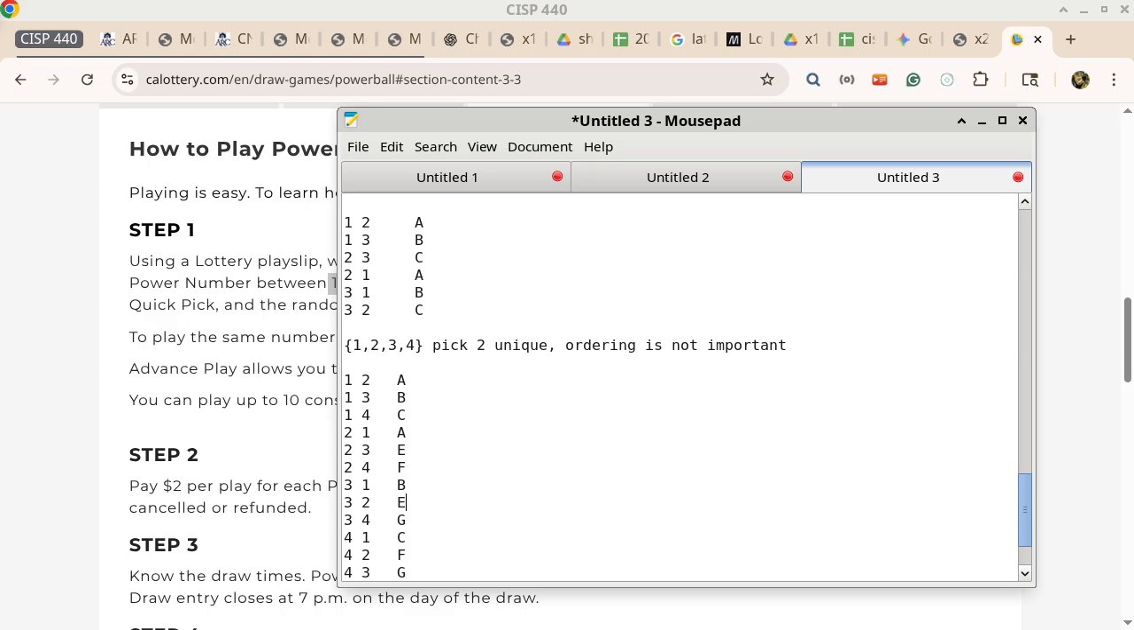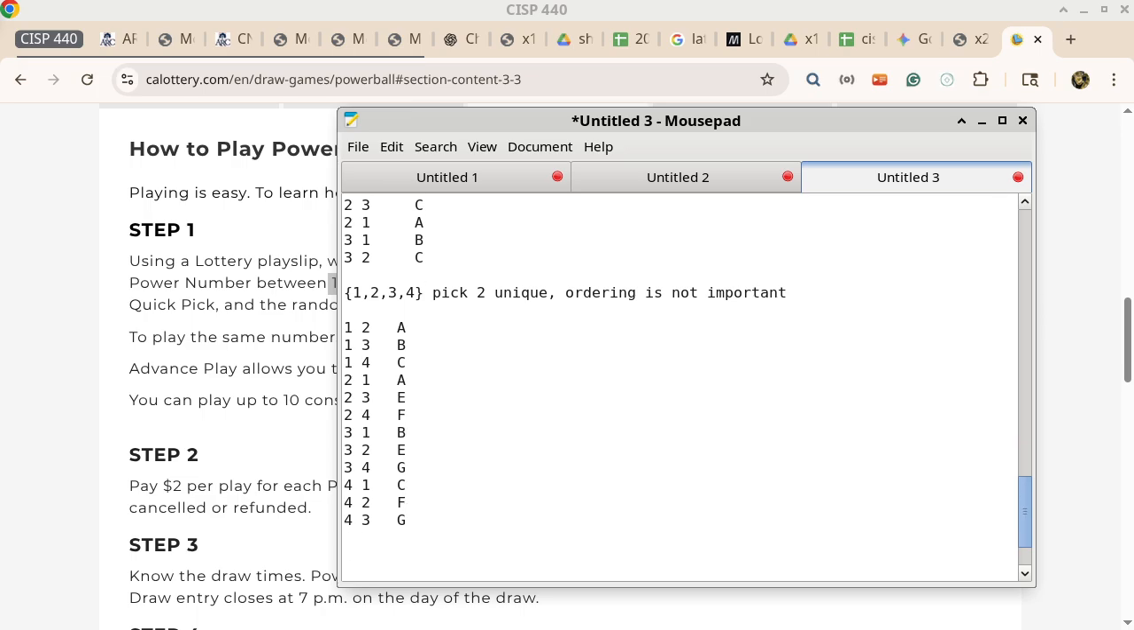So we have, I think I'm missing something here. Okay, we have A, B, C, D, E, F, G. So we have seven. That doesn't make sense. Huh? I don't have G, D. I'm missing D. Okay, now it makes sense. So there are six combinations.